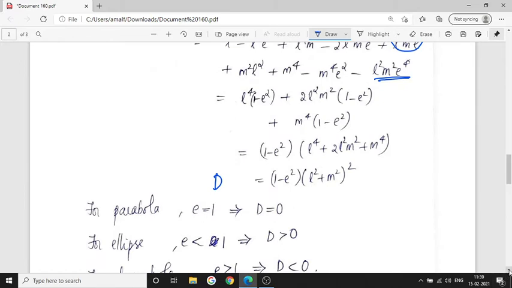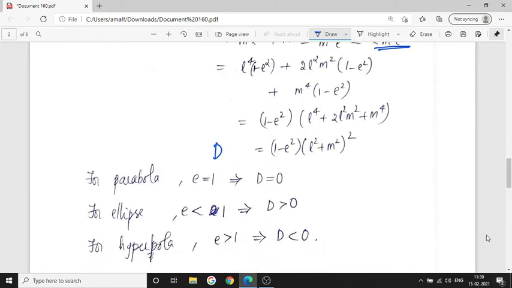Now let us look at the three cases. For a parabola, e has to be 1. So when e is equal to 1, (l square plus m square) whole square is always positive, because a perfect square is always positive. And when e is 1, d is going to be 0. And when e is less than 1, obviously e square will be less than 1, so 1 minus e square is positive. Both are positive, so d is greater than 0.